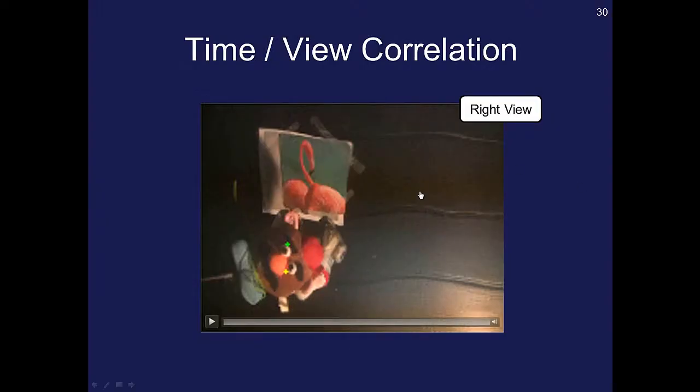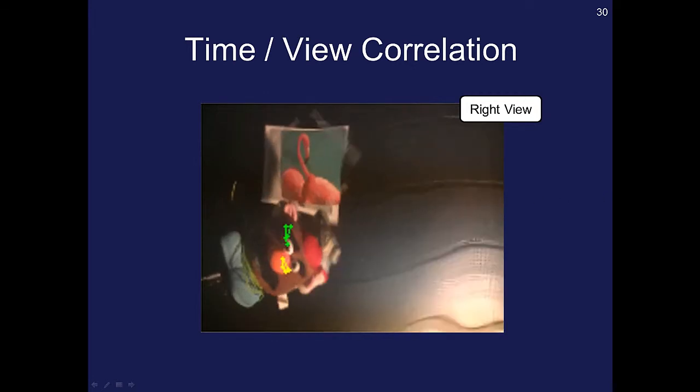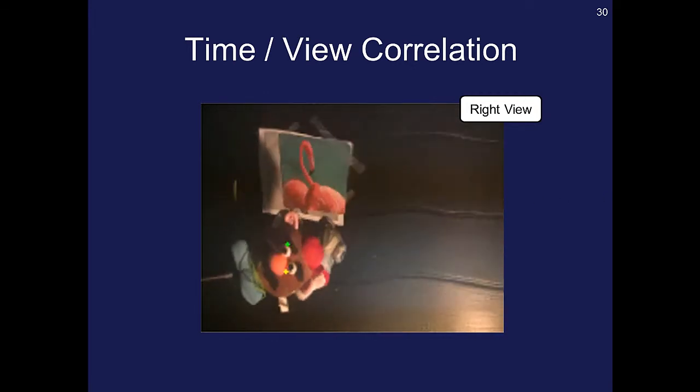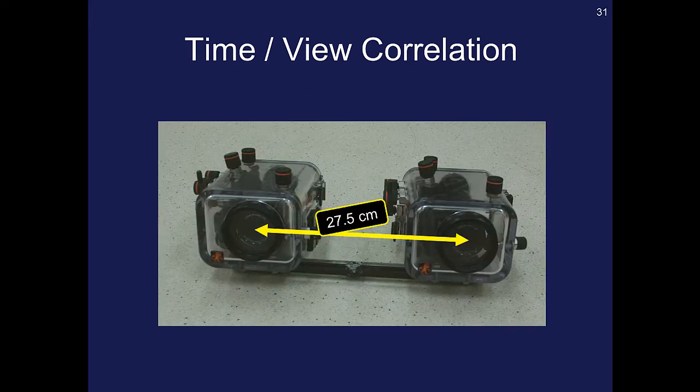Now let's look at this example. Look at these 2 points tracked over time. Notice that both points are correlated. We wanted to verify that there is a low correlation across views. This is our setup in the lab. These are the cameras. Our baseline is 27.5 centimeters.